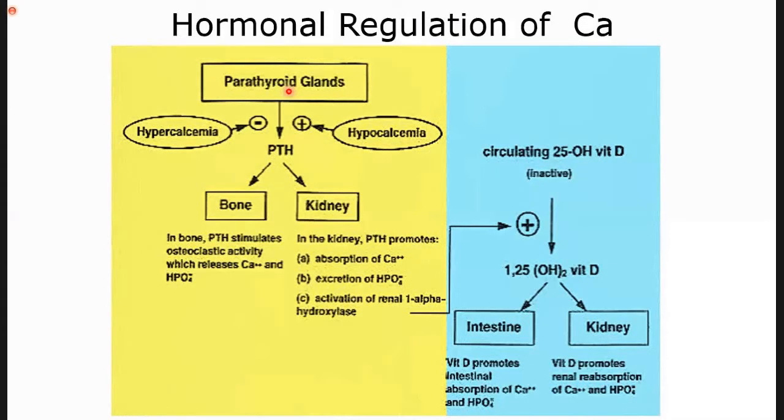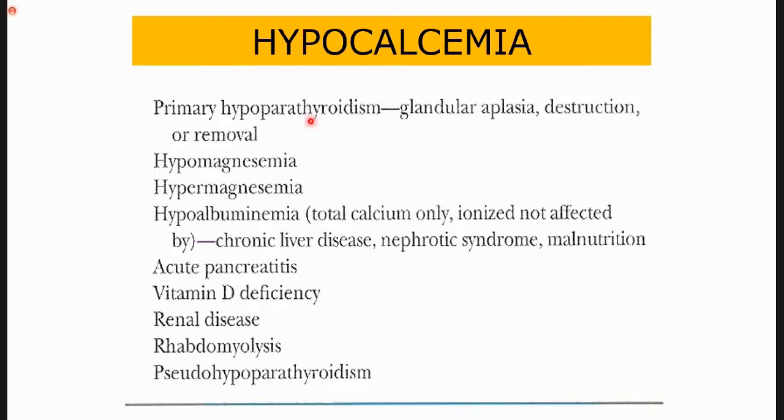Now, the major reasons of hypocalcemia: the patient can have primary hypoparathyroidism, hypomagnesemia. Hypomagnesemia is also accompanied with hypocalcemia. Then hypoalbuminemia can also affect the levels of calcium because some portion of plasma calcium is bound with albumin. Then acute pancreatitis, vitamin D deficiency, renal diseases, chronic renal disease, polycystic kidney disease can also affect calcium levels. Then rhabdomyolysis and pseudohypoparathyroidism are all causes of hypocalcemia.